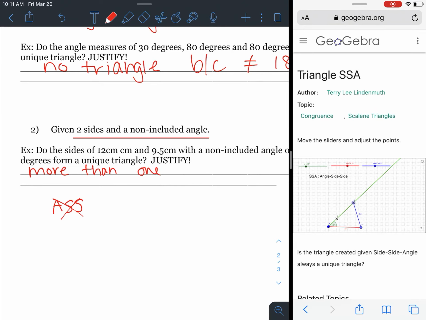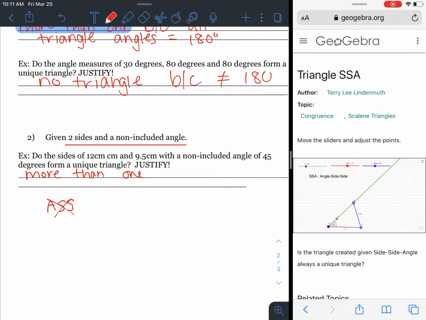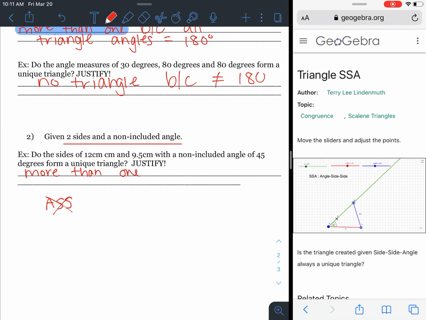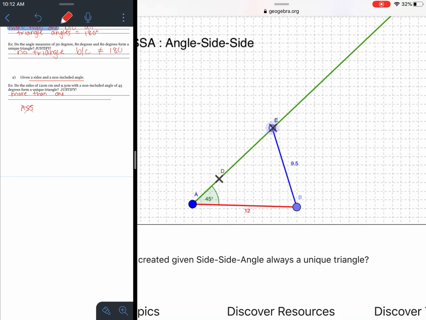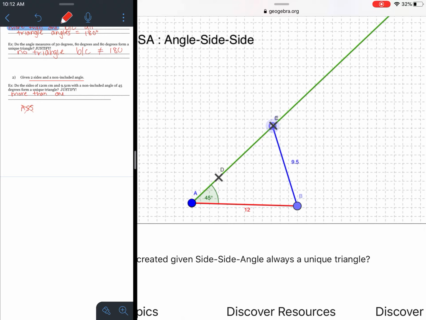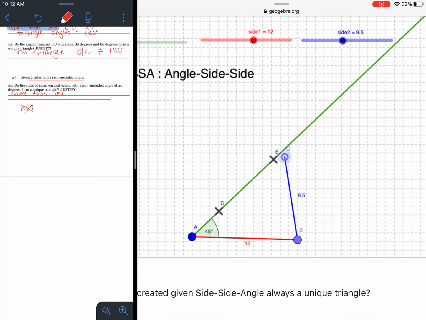And I'm going to show you with this picture. So they gave us the sides of 12 and 9.5 with a non-included angle of 45 degrees. So here are our sides of 12 and 9.5 and then a non-included angle. So that means it's not between those 2 sides that they gave us. So here's one choice of a triangle. I could take this 9.5 and close it in right there and make one triangle. Or I could take it and close it in down here, and that forms a second triangle. So that's why it's not unique.